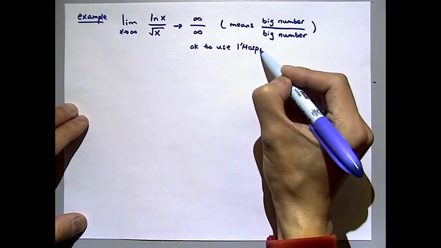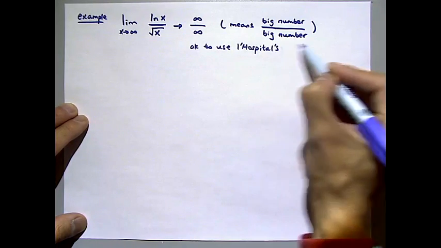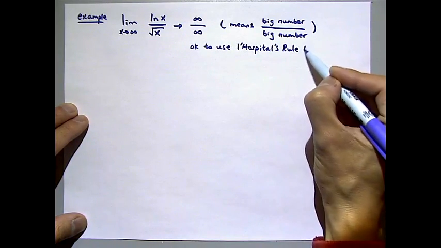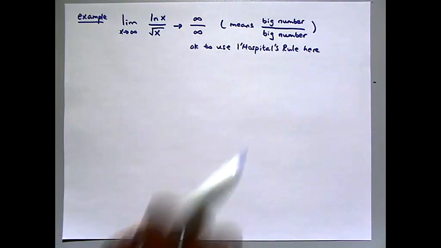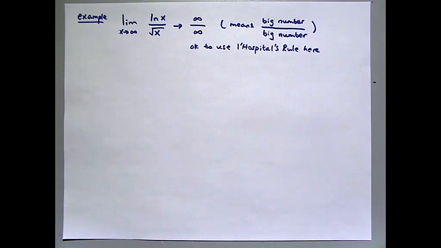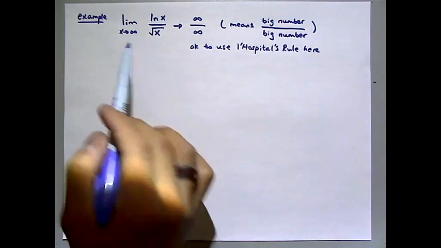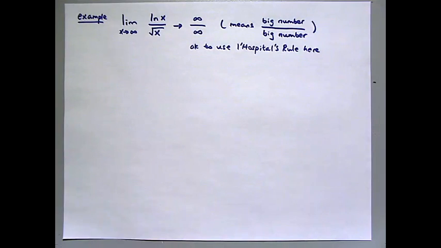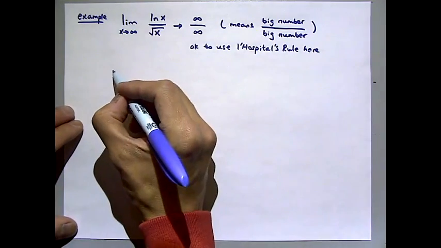So because we see an infinity over infinity, we are allowed to use L'Hopital's rule. And what L'Hopital's rule is saying is now, instead of looking at how big these things are, let's look at how fast they go to infinity. If the numerator goes to infinity faster than the denominator, then this thing's going to get very big. If the converse is true, it goes to 0. So let's see.